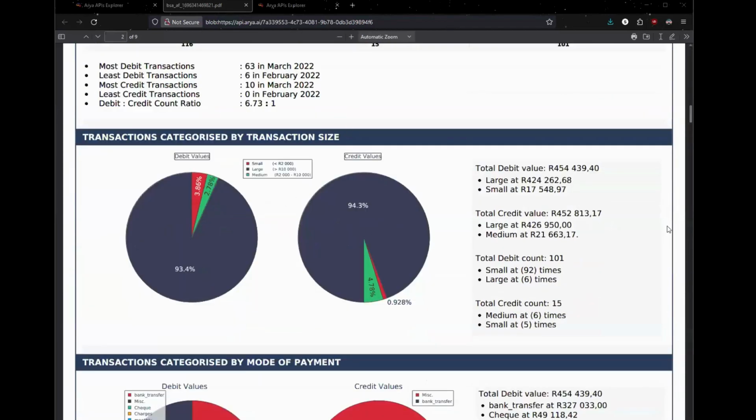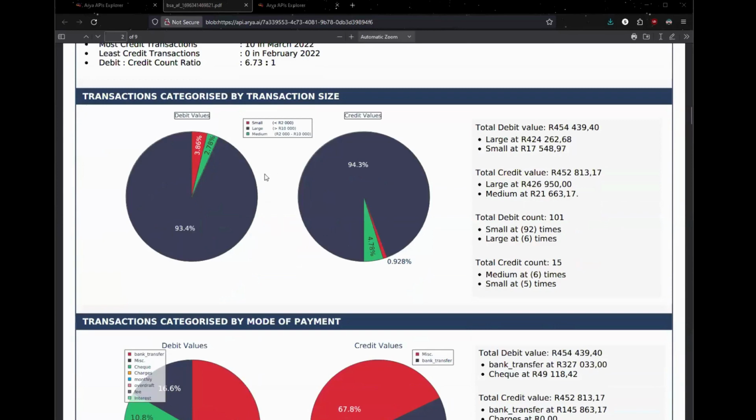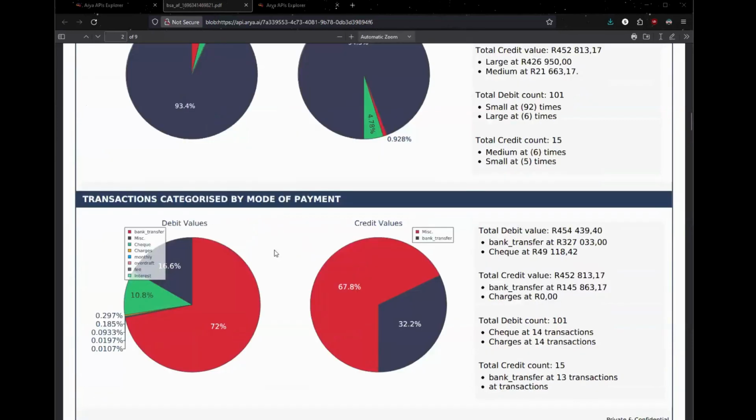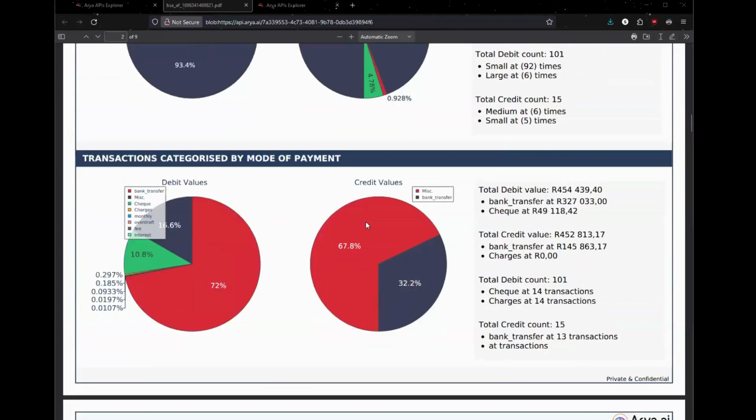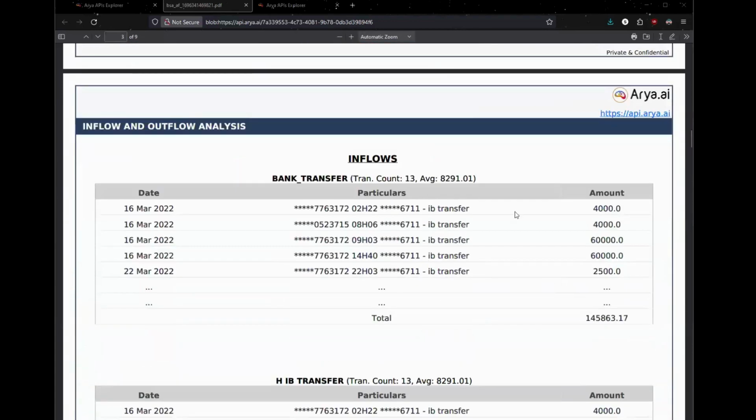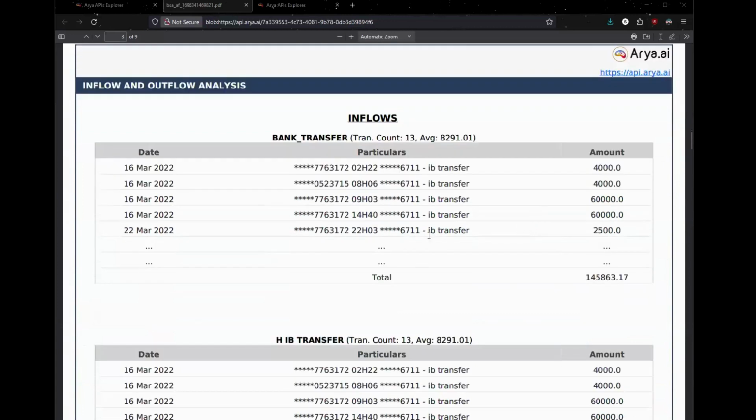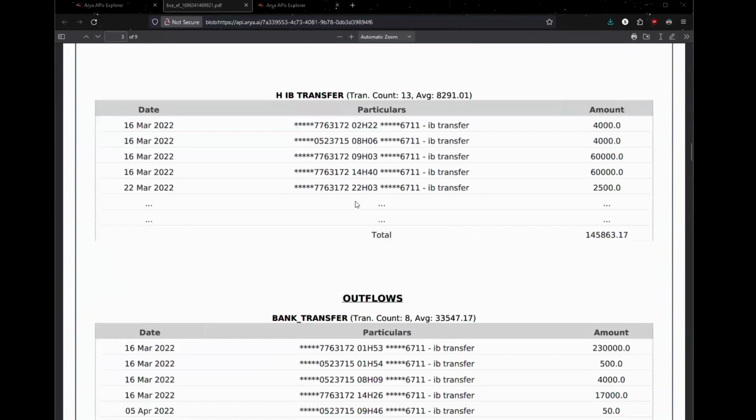These are the transactions categorized by transaction size. You can see that most of the transactions are large, which is basically more than 10,000 South African rand. This is categorized by mode of payment. So you can see bank transfer, check transfer, and charges. Debit charges are the most common modes of payment. These are the inflow transactions, which is again similar in the Excel report. Sorry, bank transfer, H1B transfer.